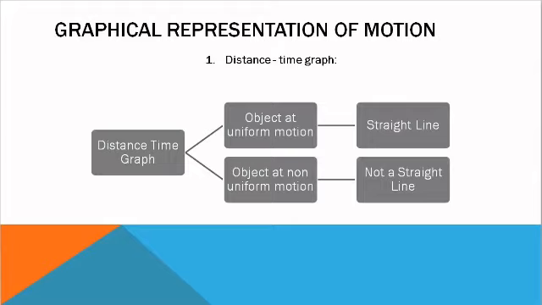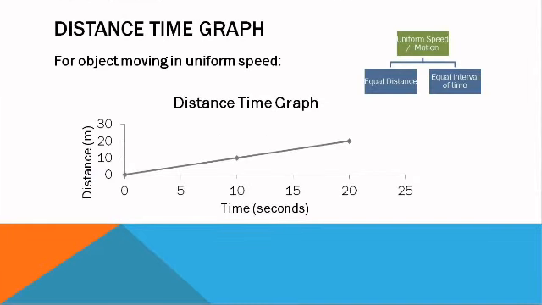But how we will do it? Let us see. So for uniform motion, we got a graph like this, which is a straight line. Why it becomes a straight line? Because equal distances are covered in equal interval of time. Now how can we calculate the speed from this distance time graph? So let us see here.